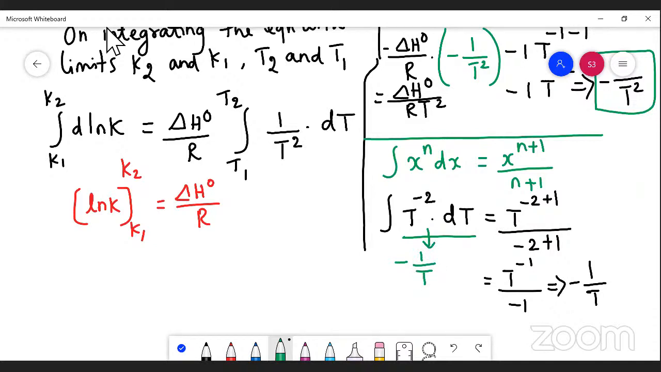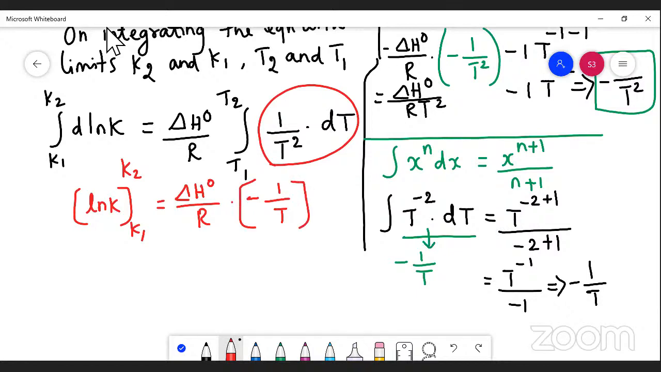Now I'm going to substitute these integrated values into the equation. I have already integrated the left side and I took the constant outside. Now the integration of 1 by T square into dT gives minus 1 by T, within the limits T1 and T2. So this is the integration equation.